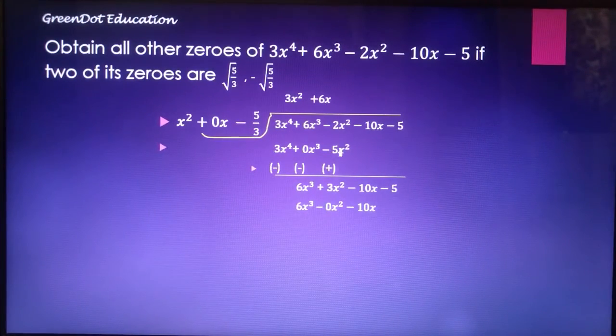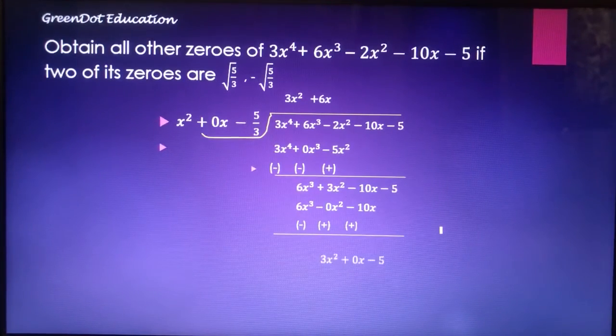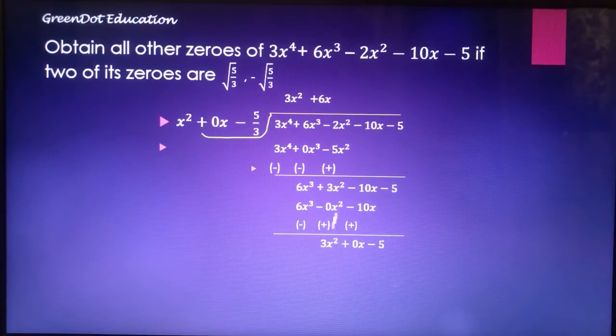give us 0x squared, and 6x multiplied by minus 5 upon 3. Here 3 twos are 6, so we get 2 here, and 2 multiplied by 5 will give us 10, so we get 10x here, so we get this term. Now subtracting it, after changing the signs, we get the resultant term, that is 3x squared minus 0 will give us 3x squared, minus 10x plus 10x will also be 0x, and here minus 5 is brought down with this term. So we get 3x squared plus 0x minus 5.